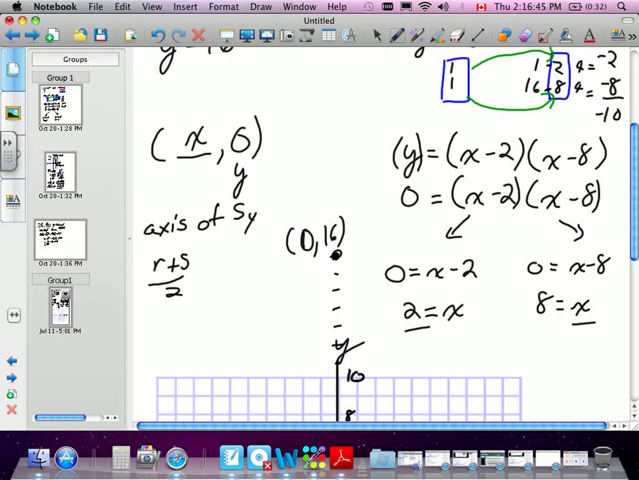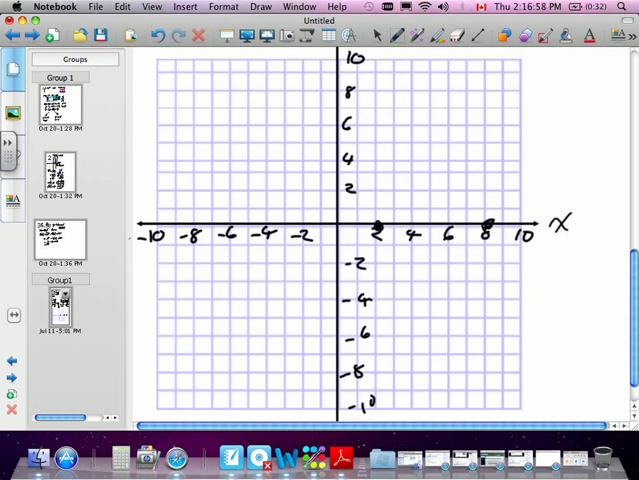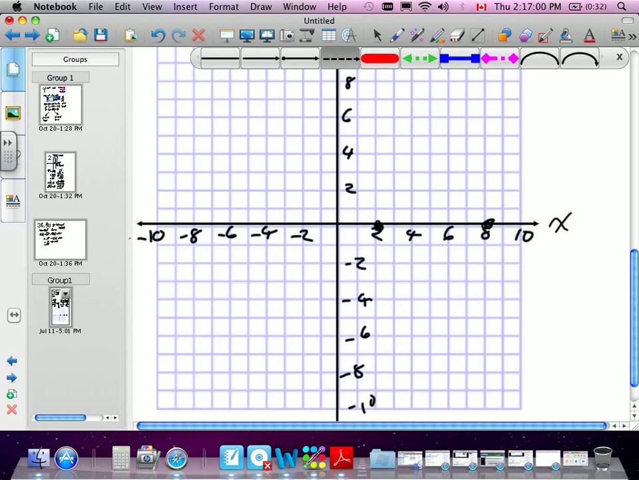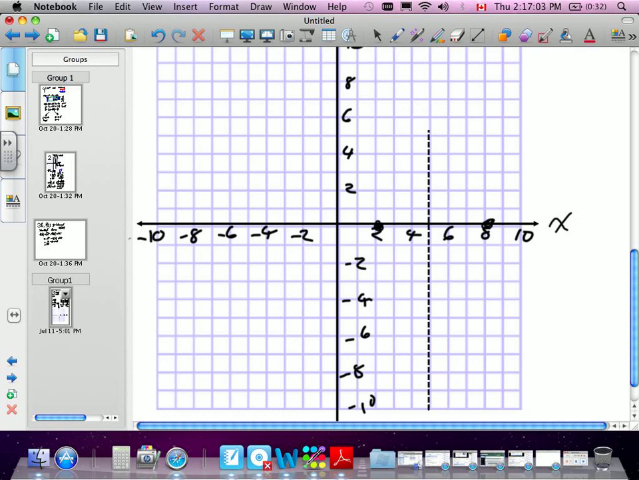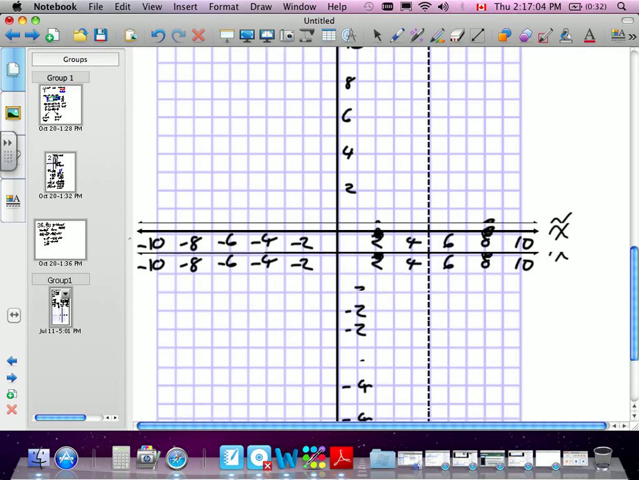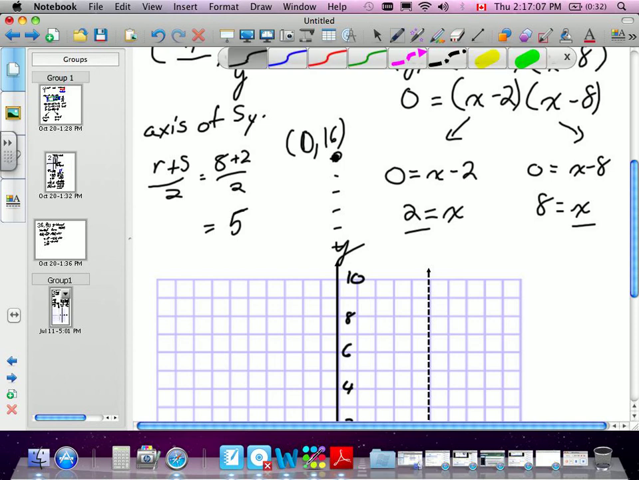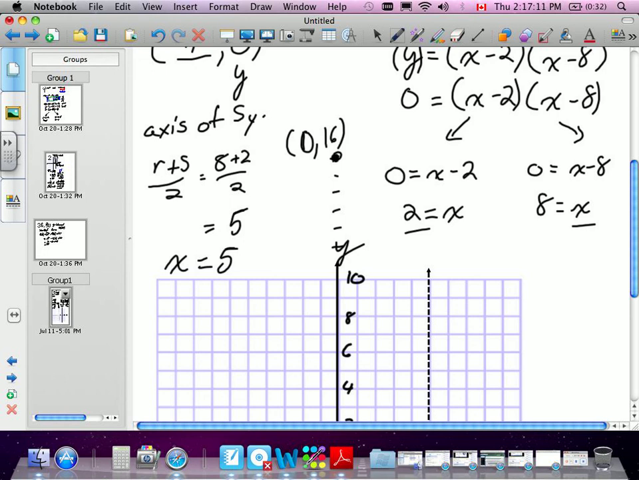So we plug in 8 and 2 for r and s. So 8 plus 2 divided by 2 is 5. So our axis of symmetry is at 5, or in other words, x is equal to 5. So we have a straight line going up there. Our equation is x equals 5. And the last thing we have to do is find the y value of the vertex, because the axis of symmetry gives us the x value. We have to find the y value.